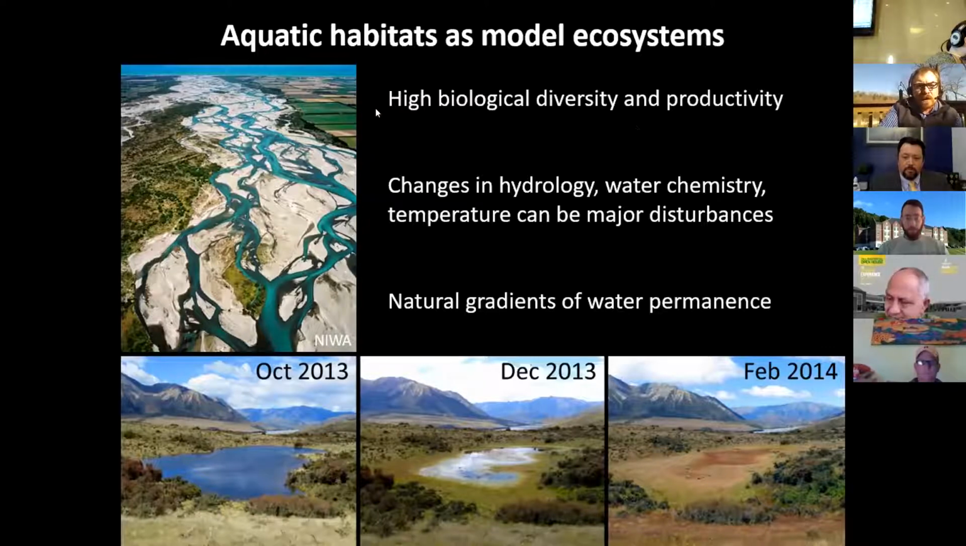And so I'm going to be talking about ponds for the most part, but we also have other systems like rivers, which can experience droughts and floods. In this picture at the top here, that's a braided river from New Zealand.